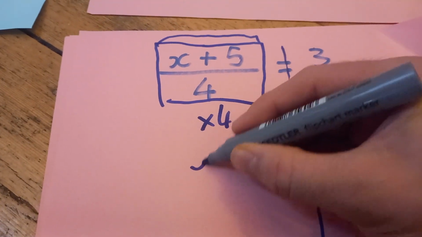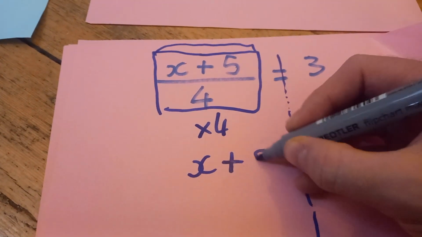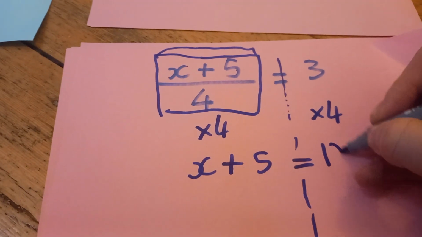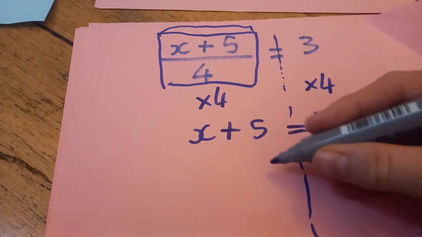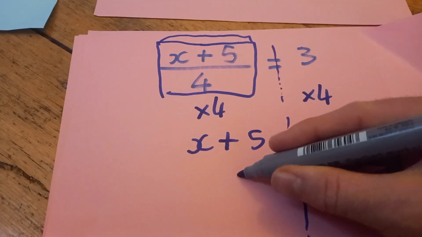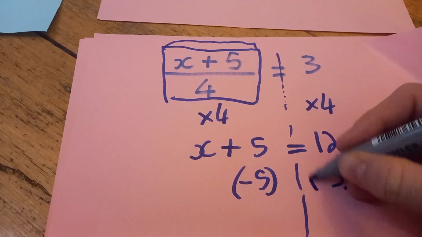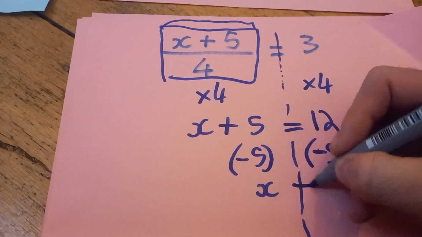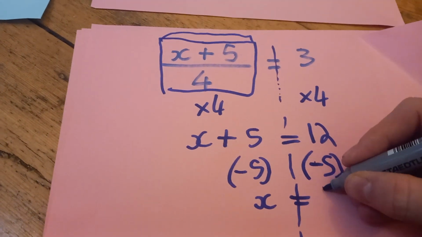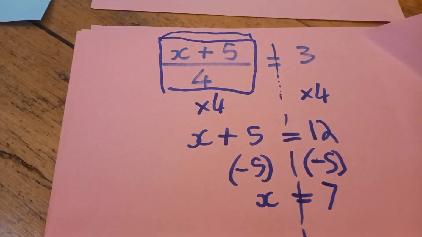This 4 will disappear. You get x plus 5 equals 12. And then finally, you get rid of this -5, and x equals 12 minus 5, which is 7. Okay, so far so good.